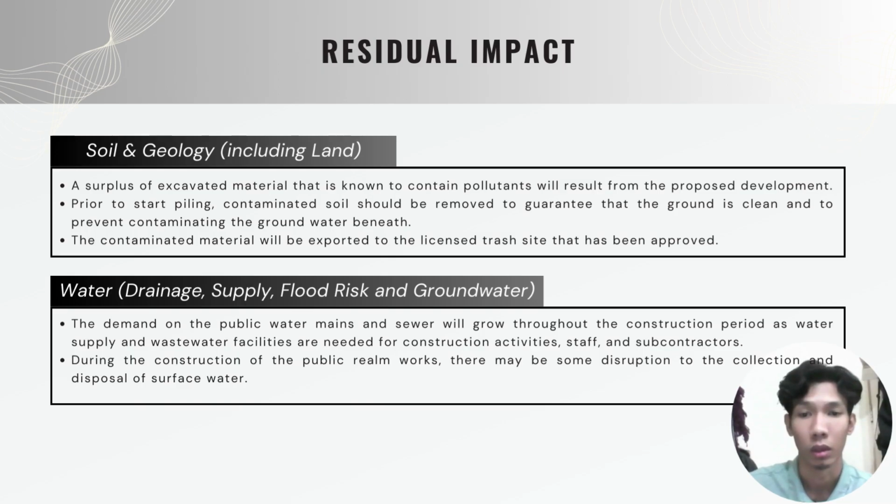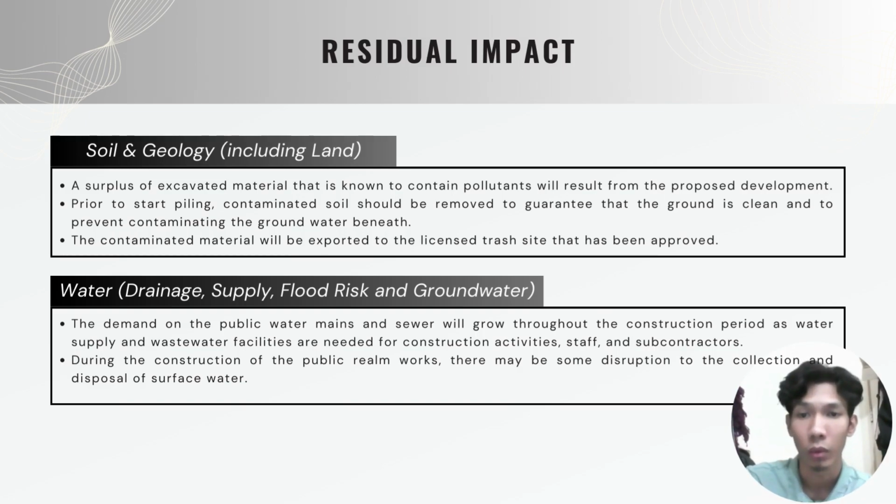And last for Chapter 4 is residual impact. The first one is soil and geology, including land. A surplus of excavated material that is known to contain pollutants will result from the proposed development. Prior to stockpiling, contaminated soil should be removed to guarantee that the ground is clean and to prevent contaminating the groundwater beneath. The contaminated material will be exported to the approved licensed waste site.